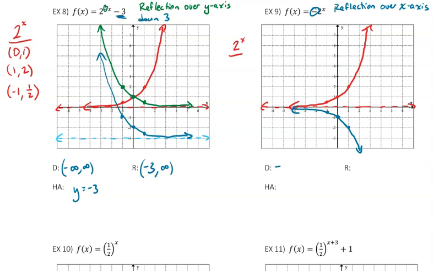All right, domain, still negative infinity to infinity. Hopefully everybody's catching on that all of these are going to be negative infinity to infinity for domain. The range, though, this time we don't have a minimum, we have a maximum. So negative infinity is how far down it goes, but it only goes up to 0 this time. And our horizontal asymptote is still y equals 0.